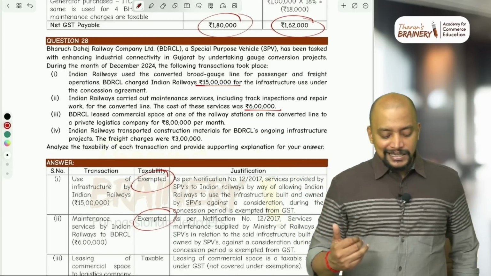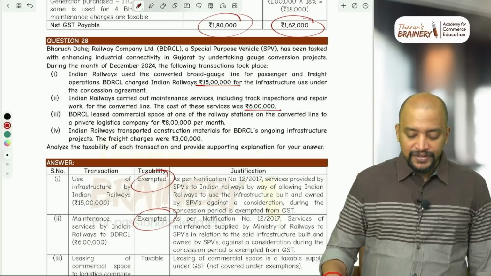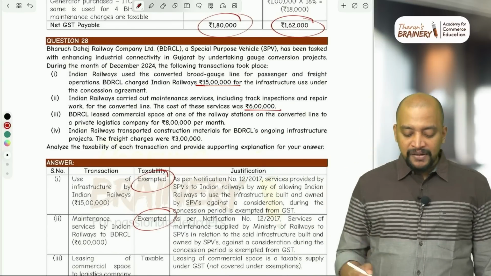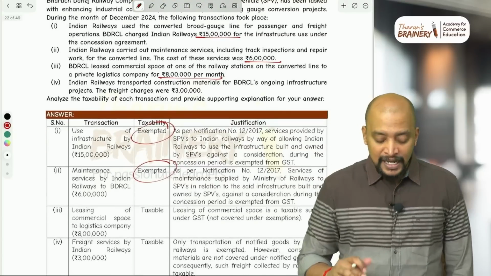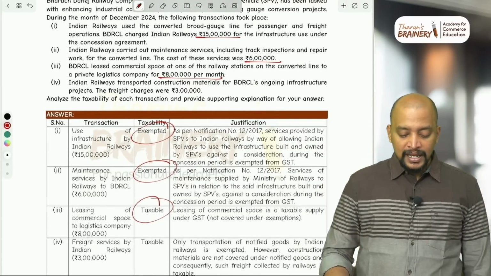Then BDRCL leased commercial space at one of the railway station on the converted line to a private logistics company for 8 lakhs per month. We don't have any exemption with respect to that. So that will be taxable. Okay, it is not covered.